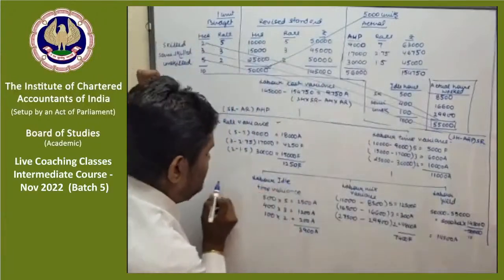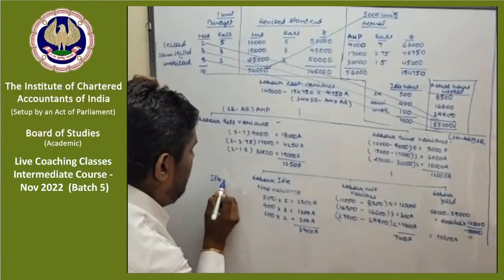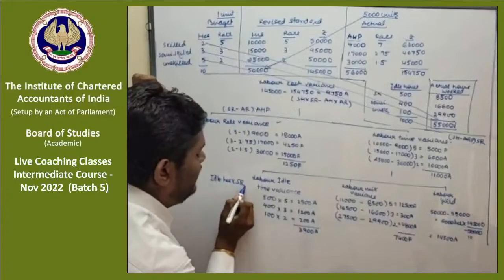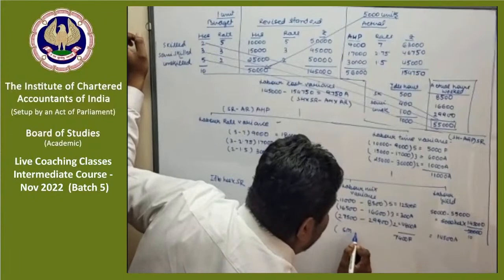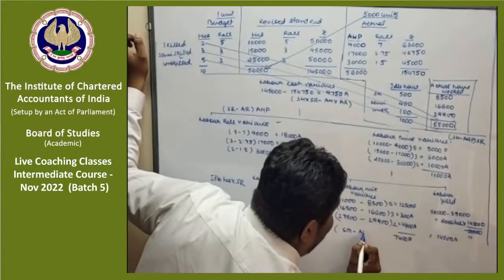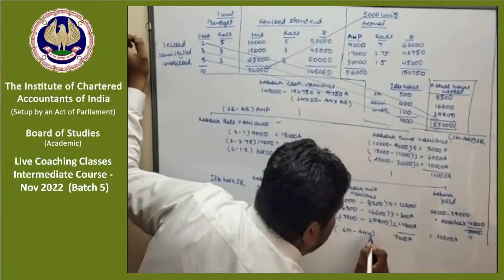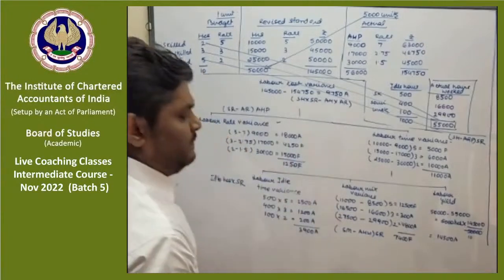Idle time variance, idle hours into standard rate. Labor mix, standard mix minus actual hour worked into standard rate.